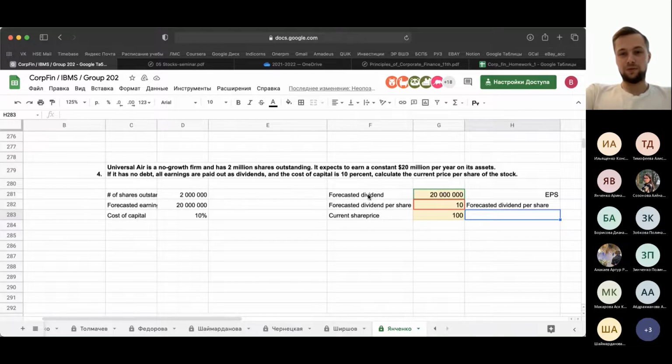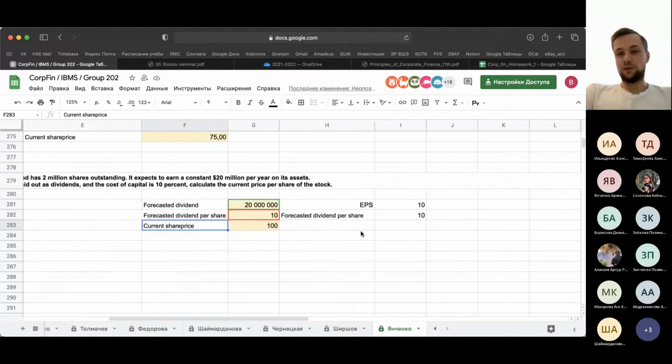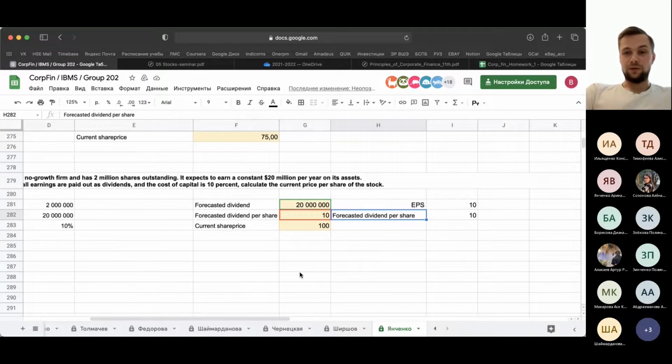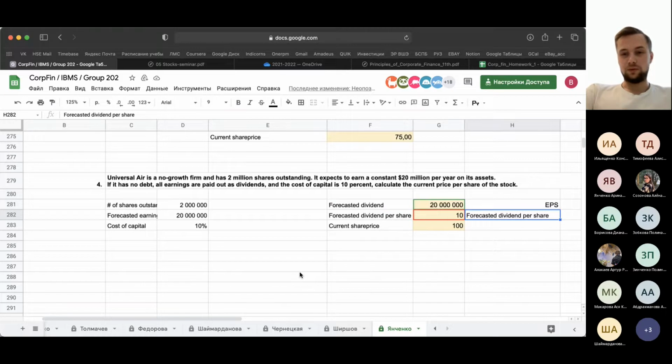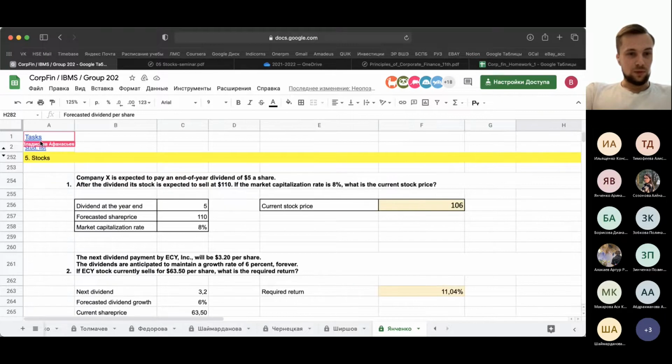Here we first forecast dividend and dividend per share, and then find the current share price. But you can do it like this: first we find earnings per share, then multiply it by 100% because the payout ratio is 100%, so we forecast the dividend and then find the current share price. Almost every problem has several ways to solve it. So when you prepare, try to do it yourself first, not only look at the formulas that we have. Okay, well, let's move on.